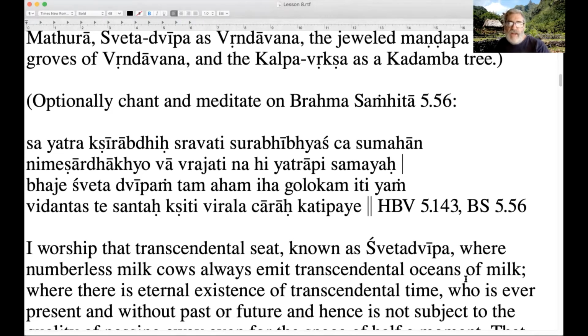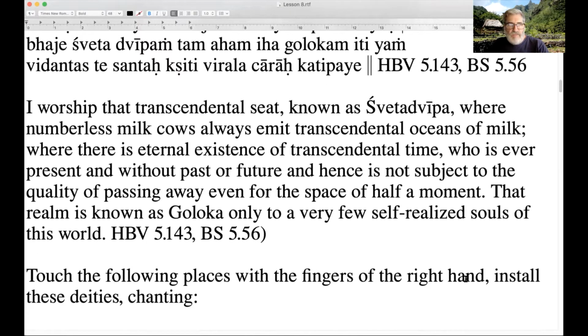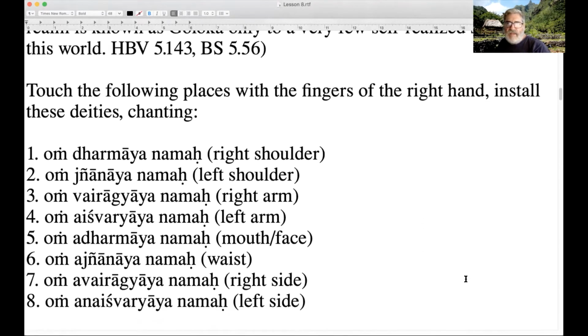Now, optionally, we can chant that and meditate upon Brahma Samhita, chapter 5, text 56, which I chanted before, and we know the translation of that, which we discussed before. Touch the following places on the body with the fingers of the right hand and install these deities. Fingers of the right hand can be all five, including the thumb, or just the four fingers. If it's difficult to touch a place with the right hand, you can touch with the left hand. But normally we just touch with the right hand.